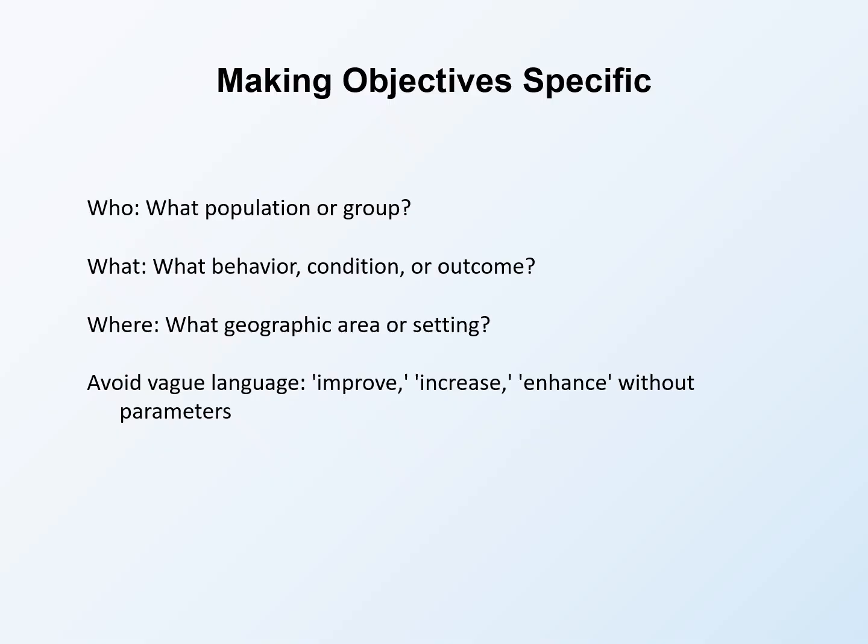Let's go deeper into what makes objectives specific. Ask who. What population or group are you targeting? Adults over 50, pregnant women in the county, students in participating schools. Ask what. What behavior, condition, or outcome are you changing? Screening rates, medication adherence, knowledge about risks. Ask where. What geographic area or setting? The 3 rural zip codes, participating clinics, community centers citywide.